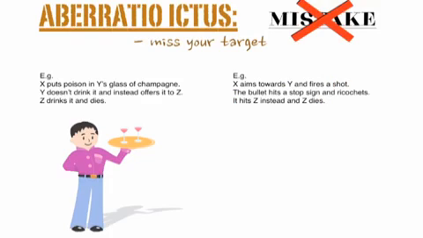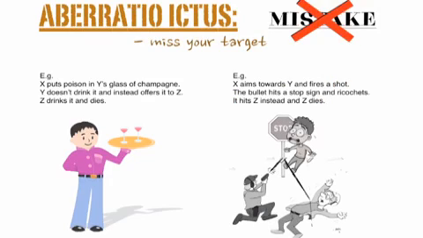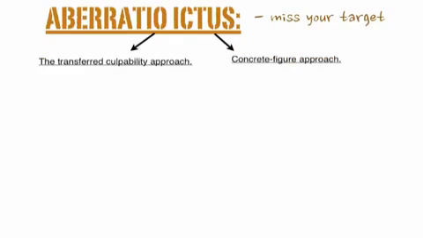Another example, X aims towards Y and fires a shot. The bullet hits a stop sign and ricochets. It hits Z instead and Z dies. There are two different views regarding the aberratio ictus: the transferred culpability approach and the concrete figure approach.